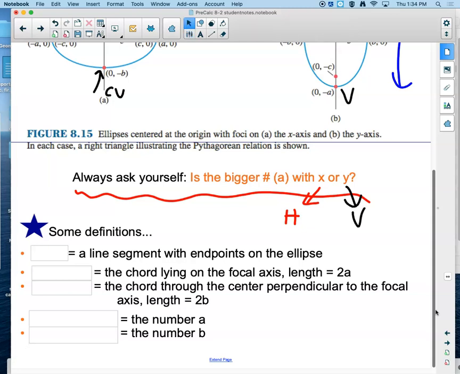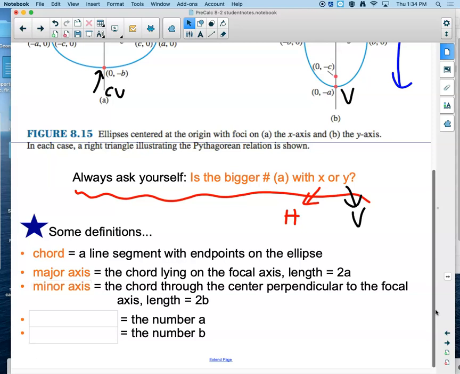So some definitions. We've got a line segment with endpoints on the ellipse, and that, of course, is a chord. We talked about chords with parabolas because we needed that for the focal width, and in this case, it's going to help us by joining those endpoints on the ellipse. And then a major axis is the chord lying on the focal axis, and its length is 2a. So from vertex to vertex, a distance of 2a.